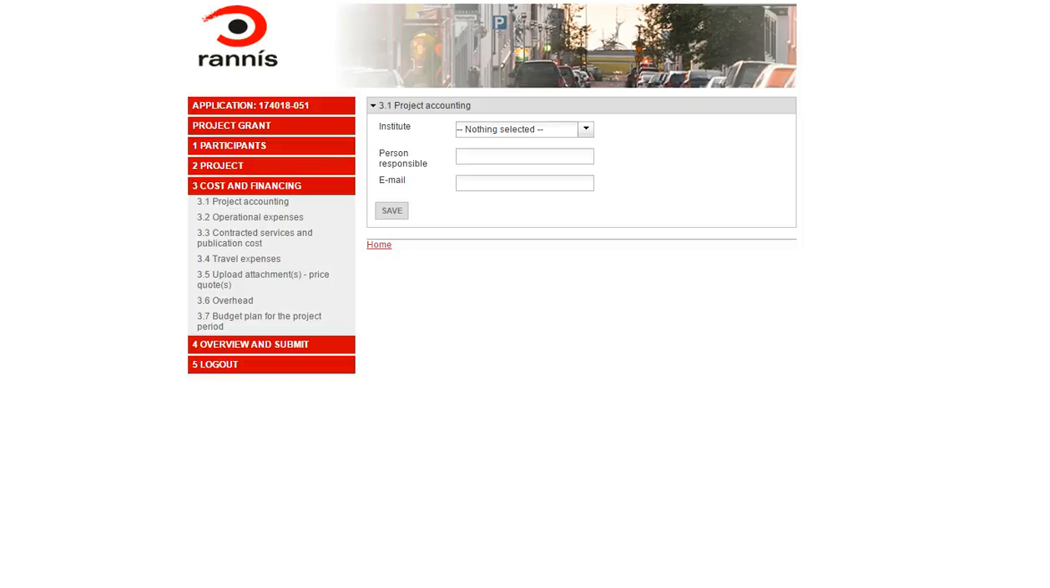In Section 3.1, you select the institute that will be responsible for the accounting of the project. In most cases, the name and email address of the person responsible for project accounting will be auto-completed. If it is not auto-completed, then please enter this information manually. Please note that grants can only be administered by Icelandic institutes.